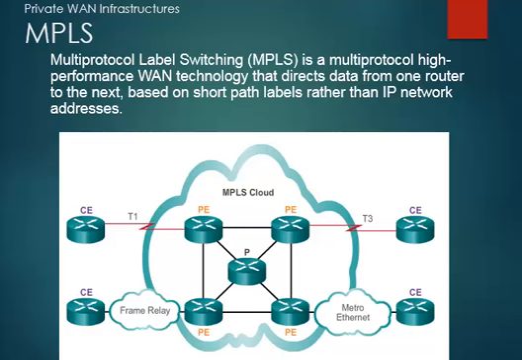Another technology is Multiprotocol Label Switching, MPLS. It's a multiprotocol, high-performance WAN technology that directs data from one router to the next based on short path labels rather than IP network addresses. MPLS has several defining characteristics. It is multiprotocol, meaning it has the ability to carry any payload including IPv4, IPv6, Ethernet, ATM, DSL, and Frame Relay traffic. It uses labels that tell a router what to do with a packet.